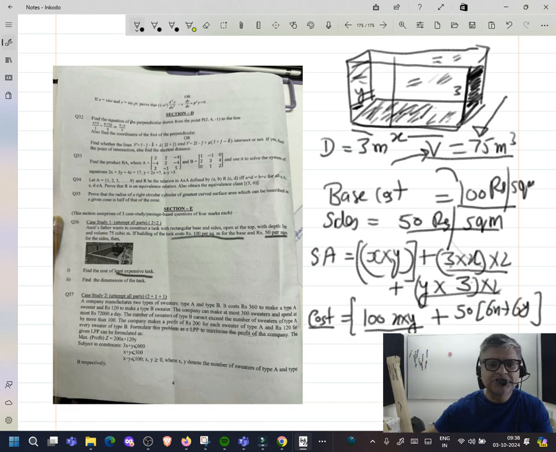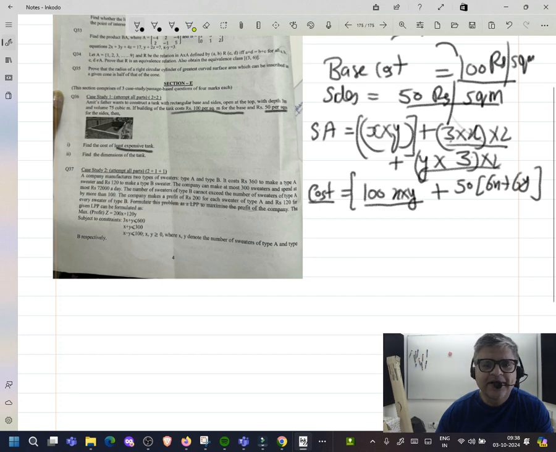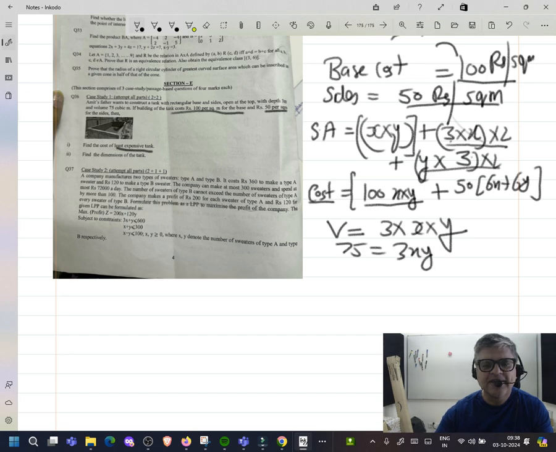But the question is how to minimize it. What length x and y should be there? Because I want to buy the least amount of material. That is my endeavor here, right? If I want to buy the least amount of material, I know the volume of a cuboid is 3, which is the height given, into x into y. So this is fixed. 75 is equal to 3xy, and xy is equal to 25.